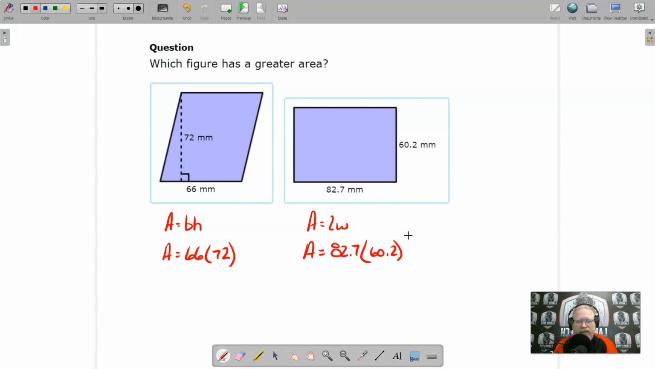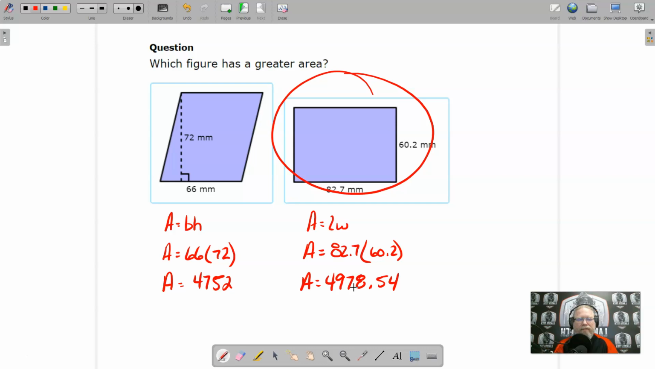So let's go ahead and multiply those together and figure that out. 66 by 72 gives me an area of 4752. And the other one, 82.7 times 60.2, is going to give me an area of 4978.54. The one on the right has the greatest area.